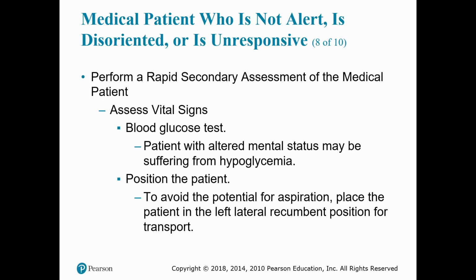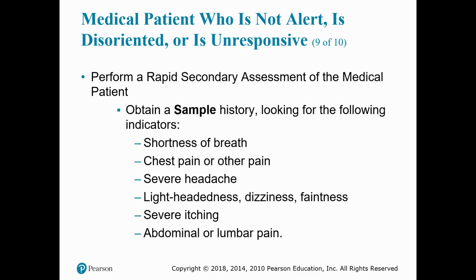Again, we want to get a sample history on these patients, looking for the following indicators: shortness of breath, chest pain or other pain, severe headache, lightheadedness, dizziness, faintness, severe itching, abdominal or lumbar pain. History is a quick method for obtaining limited but extremely important information. If the patient has an altered mental status, a more detailed history that goes beyond this is not pursued.